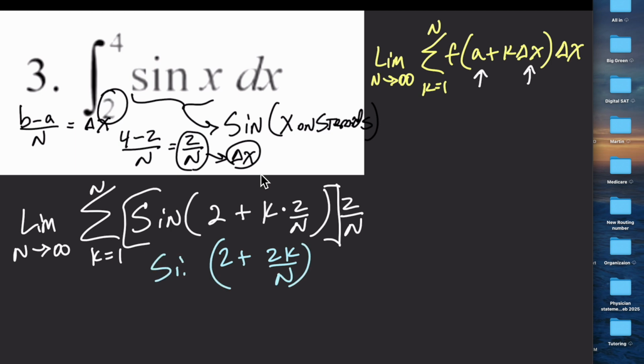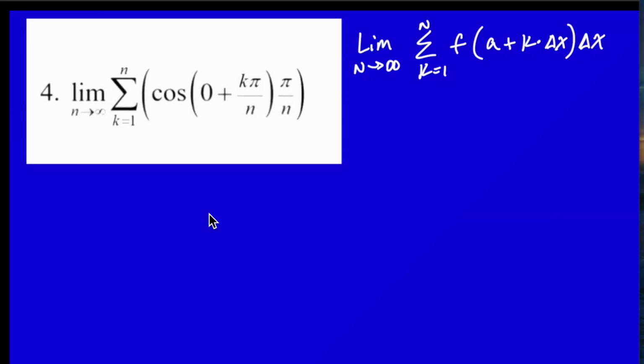We went from sine of x in the integral to sine of x on steroids, multiplied by delta x. Next, we are given this Riemann sum, and we are asked to move to the definite integral. And as always, we're going to refer to this equation here on the right.